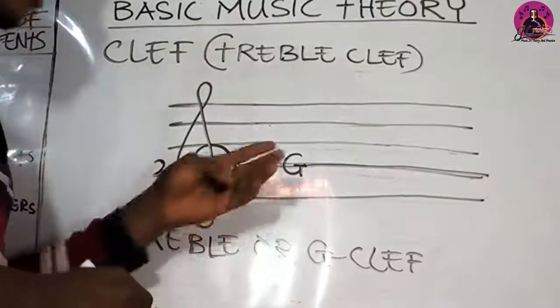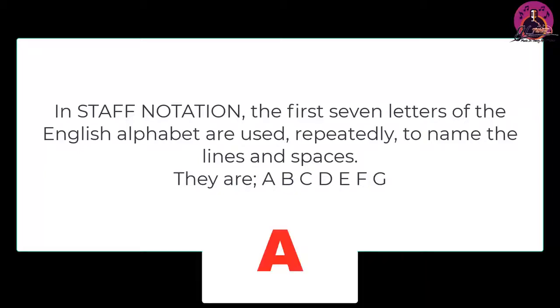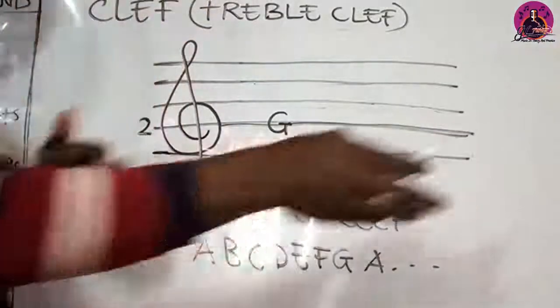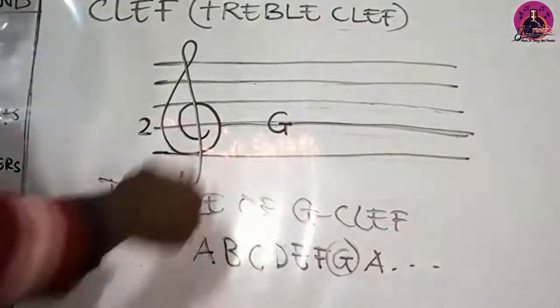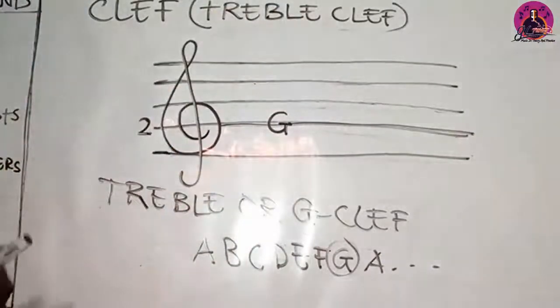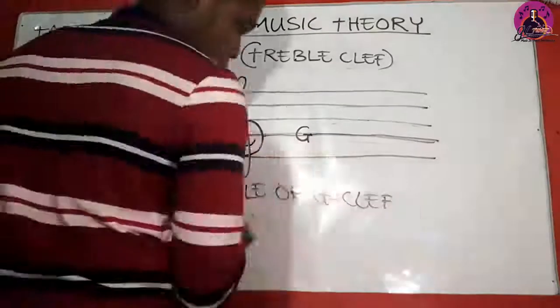is called a G. And take note, in music we use 7 alphabets to name our lines and spaces: A, then B, then C, then D, E, F, and G. After G, you go back to A, and so on, not H. The second line now is called G. This G. Then other lines will follow suit. Before we get the names of other lines, we're going to talk about the notes and rests. Then we'll come to the fourth on the list, which is the musical letters.